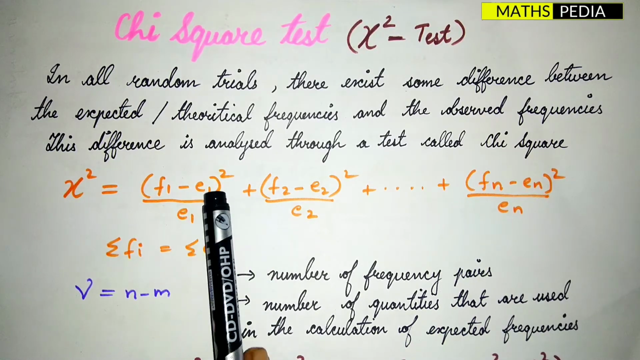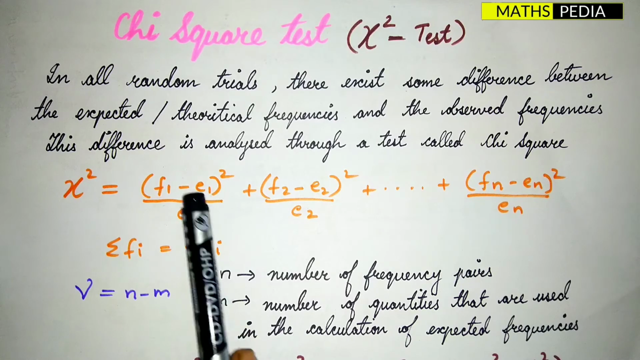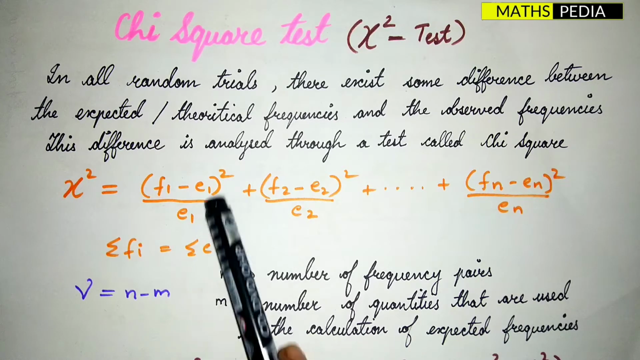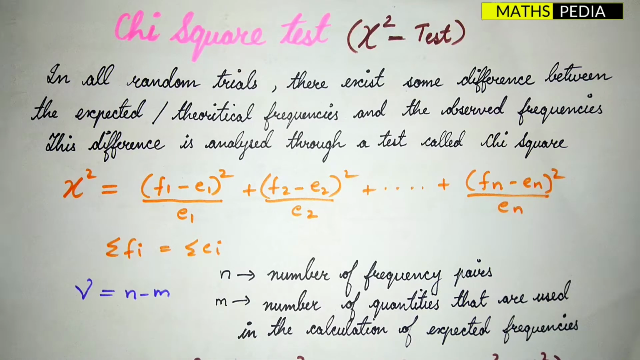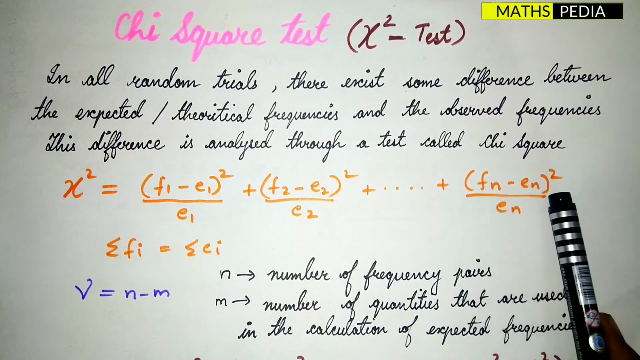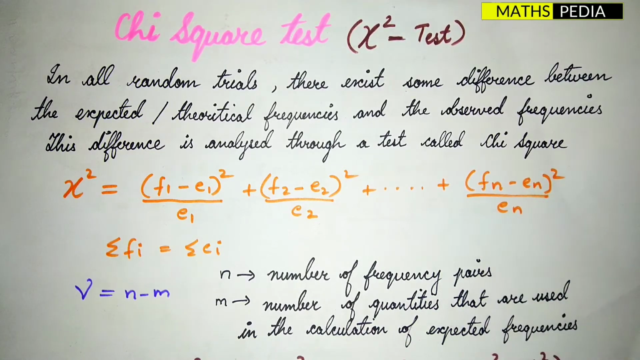E means the expected frequency, E1 means the first one. That we'll discuss when taking up the problem. F2 minus E2, the same thing. So till what? Fn minus En, the whole square by En.